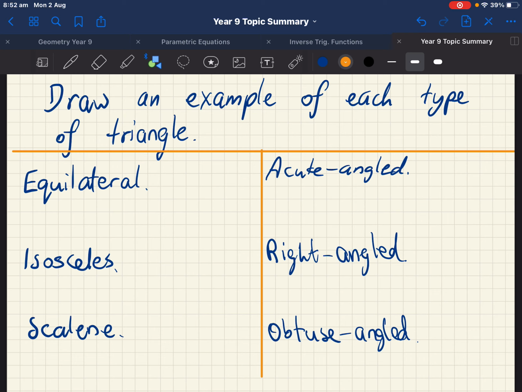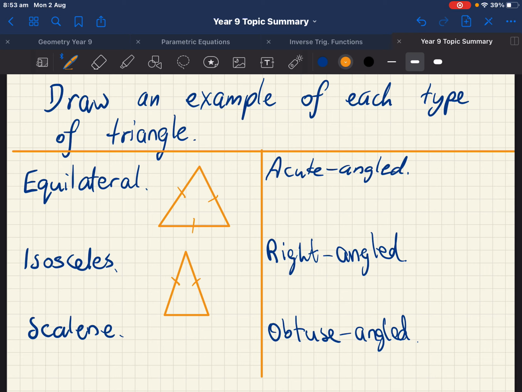Equilateral. So the idea of the equilateral triangle is every single side needs to be the same length. It's maybe not the best example, but I'll leave it at that. Okay, there's an equilateral. Isosceles. So 2 of the sides need to be equal. The third one will be different. So we went from equilateral where they're all equal, now only 2 of them are equal.